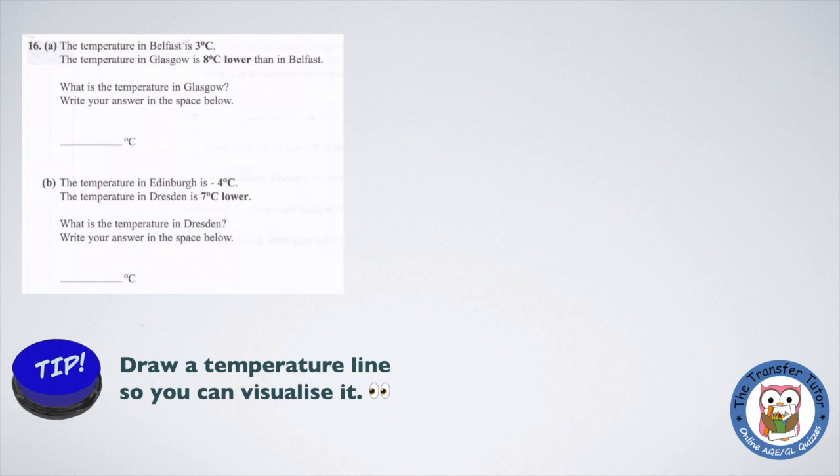So for this one, if we take temperature and we have a line, just a quick line, it's going to take you 30 seconds, 20 seconds, but you're going to get that mark, as opposed to trying to work out in your head what's 3 minus 8 going into negative numbers, which is always going to be a challenge.